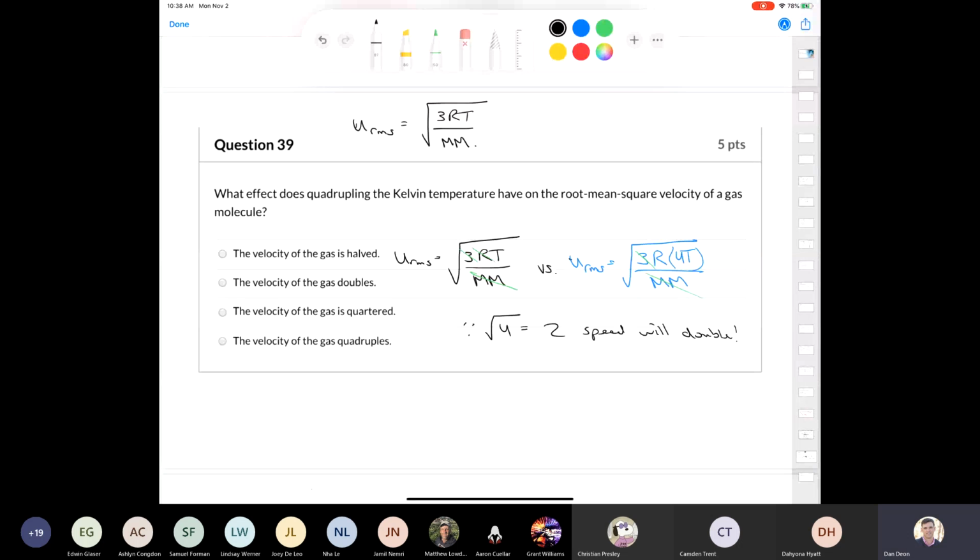Another way of expressing these two equations, after I canceled everything out, would be saying the root mean square speed is going to be equal to the square root of T, and over here the root mean square speed is equal to 2 times the square root of T. And so the effect will be to double it.